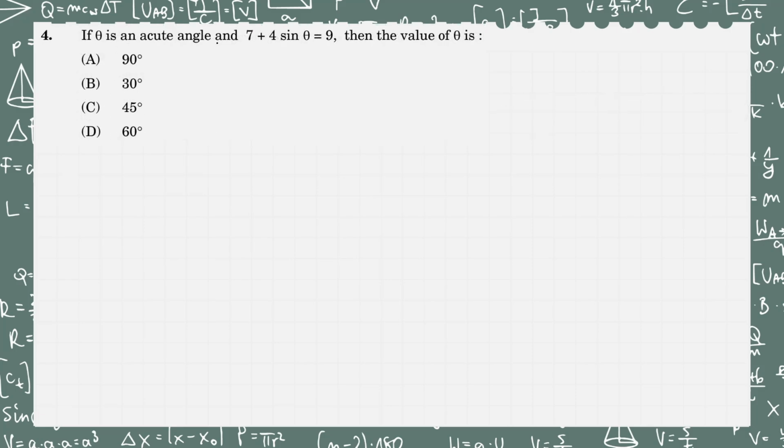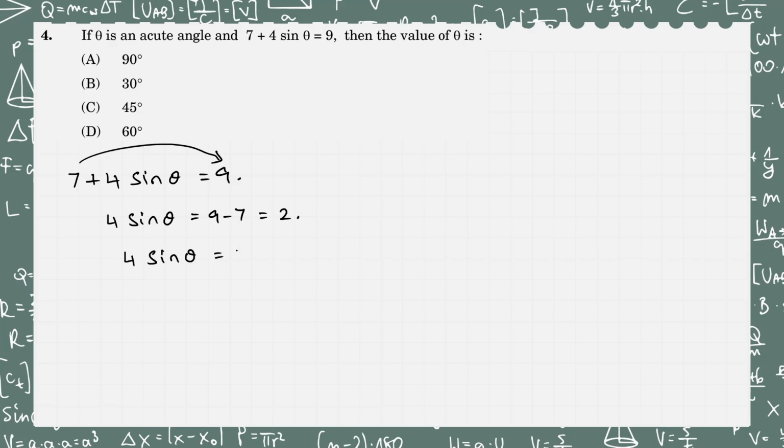If theta is an acute angle and 7 plus 4 sin theta equal to 9, then the value of theta is, so let us take the statement given, 7 plus 4 sin theta equal to 9. Let's try to isolate sin theta on one side of the equation by transposing the items to the other side. First 7 can go to the other side. So 4 sin theta equal to 9 minus 7, which is 2. That is 4 sin theta equal to 2. Sin theta will be 2 by 4, which is 1 by 2.